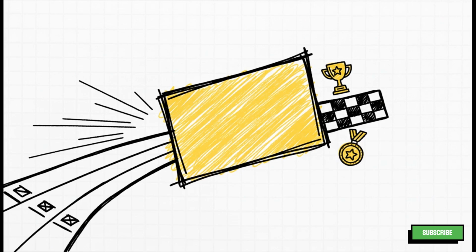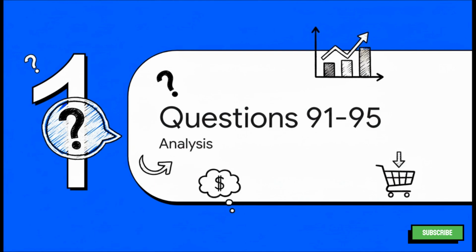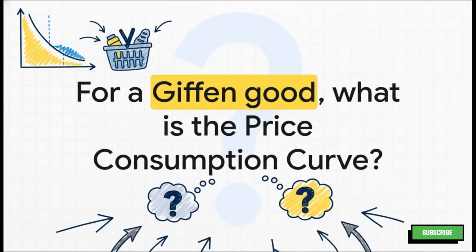Nailing these last few questions is often what separates a good score from a great one. So, are you ready? We're going to start with questions 91 through 95. And our very first question is about a classic microeconomics concept, Giffen goods. Let's break this one down. This is a great question to kick things off.